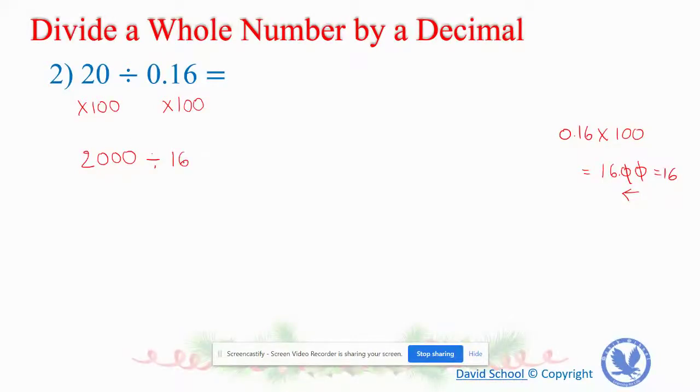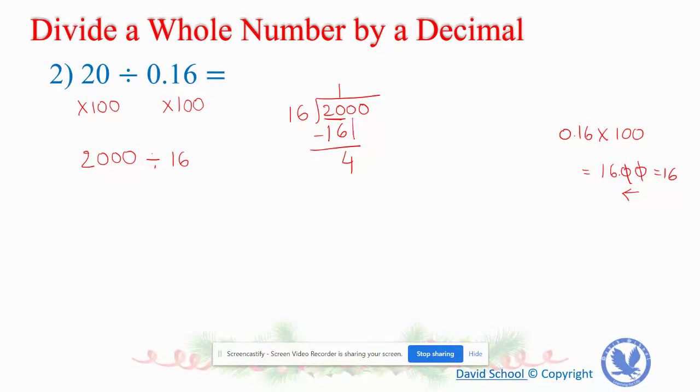Now set up the long division. So 2000 is the dividend and 16 is the divisor. The divisor is a two-digit number, so first we will take the first two digits. How many whole groups of 16 can we pull out of 20? Exactly 1. 16 times 1 is 16. We can't take away 6 from 0, so borrow 1 from 2. So it becomes 10. 10 minus 6 is 4. 1 minus 1 is 0.